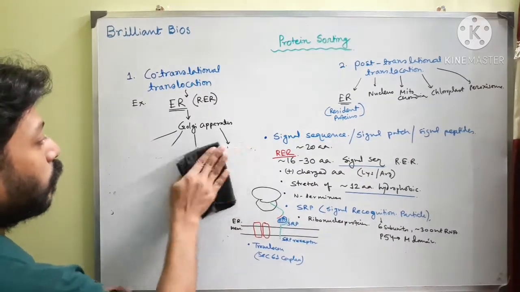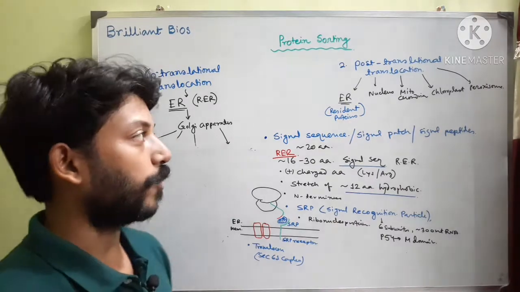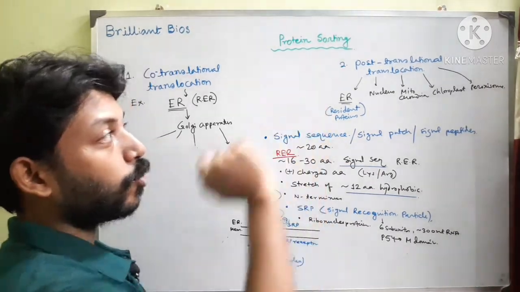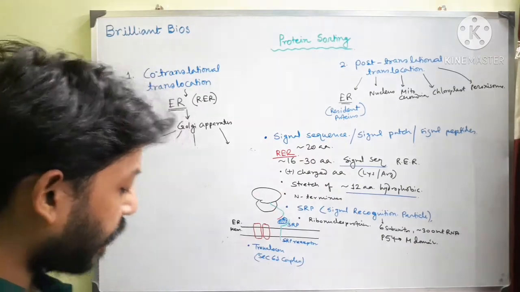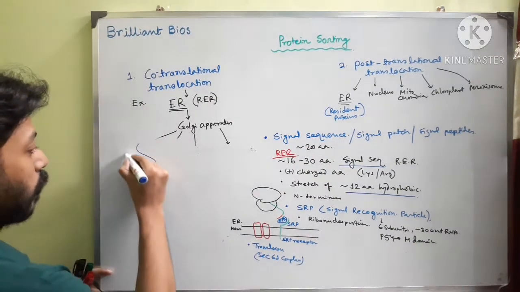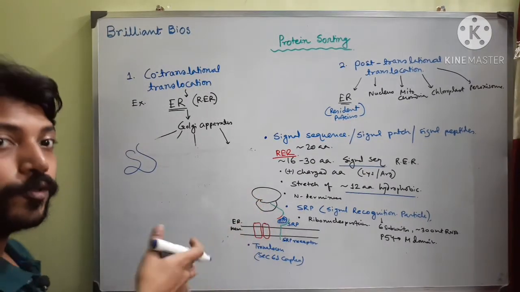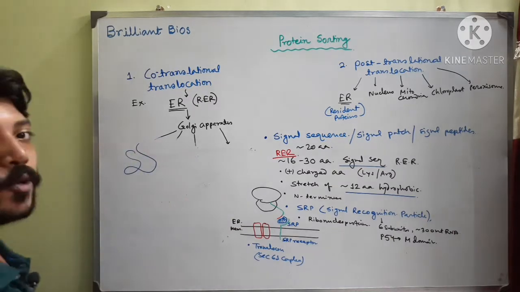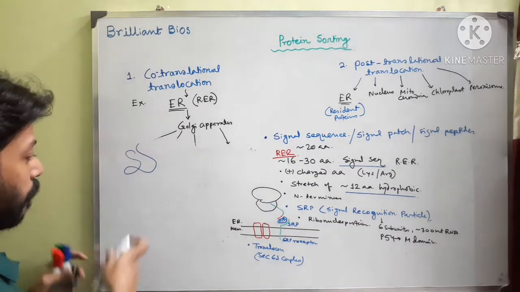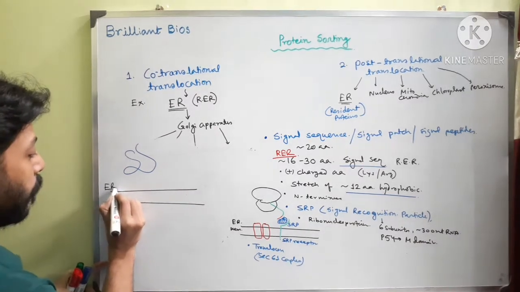Now let's talk about the post-translational translocation. What happens when proteins are destined to the endoplasmic reticulum but by post-translational translocation? In that case, the proteins are totally produced in the cytoplasm. Here ribosomes are actually producing, but here the protein is totally produced. Now it must go to the endoplasmic reticulum. So let's assume this is the endoplasmic reticulum membrane.